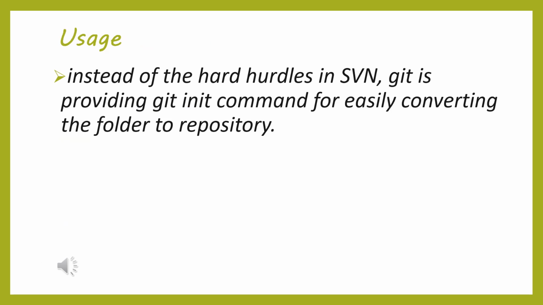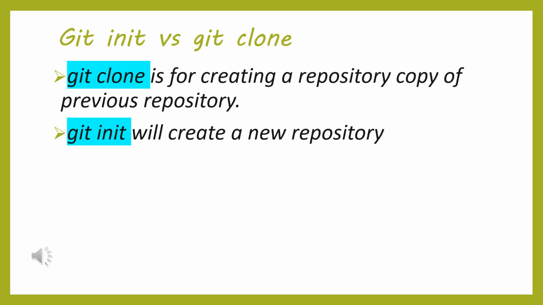Instead of the hard hurdles in SVN, Git provides the git init command for easily converting a folder to a repository. Comparatively, SVN is hard in this step. Git init versus git clone: git clone is for creating a copy of an existing repository, which means a repository is already available there. You take a copy from there and use that particular repository in your current directory, in your current project. But git init will create a new repository from the current directory.